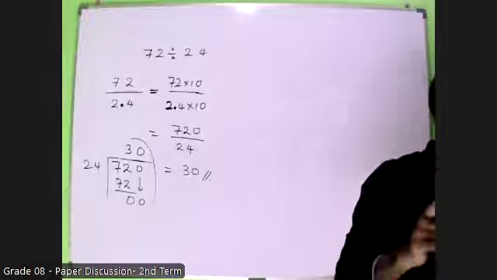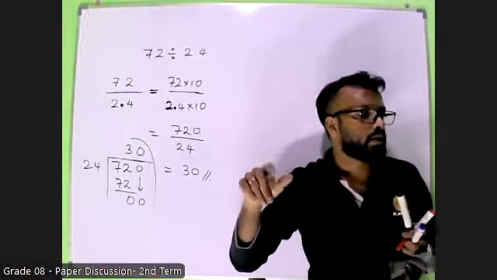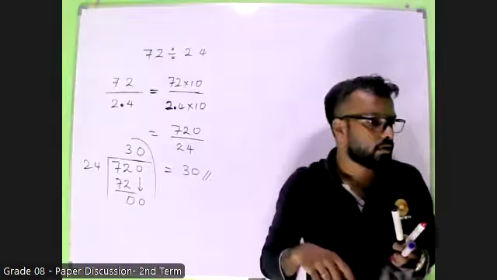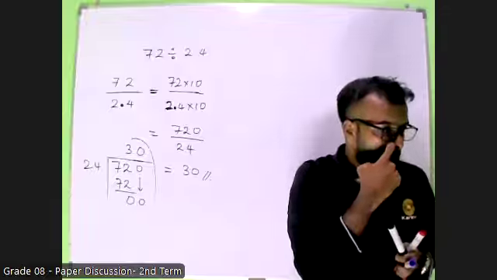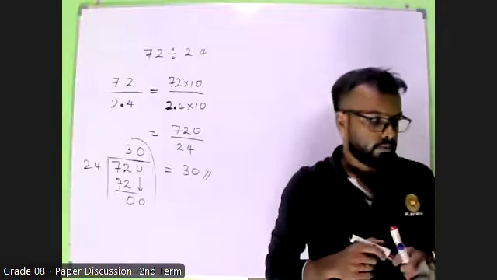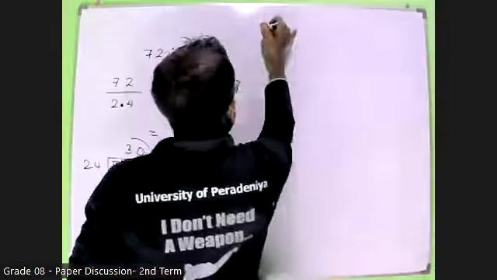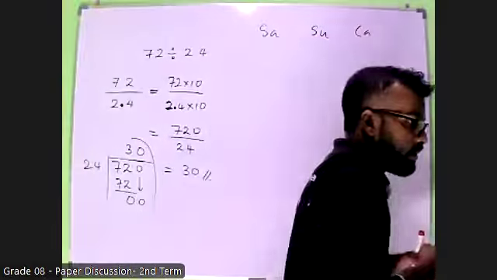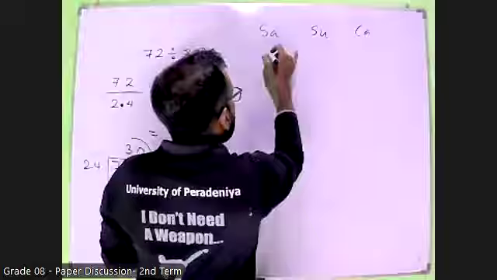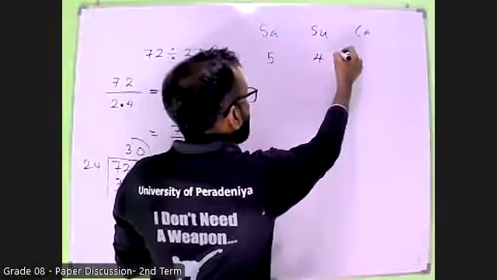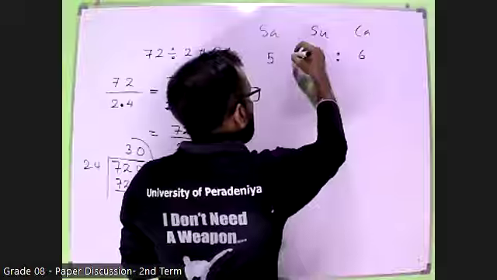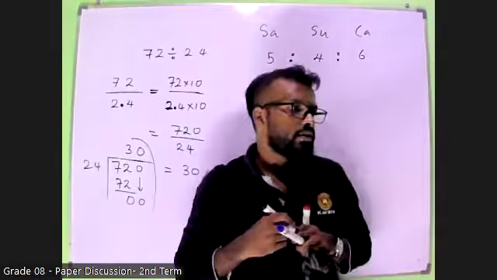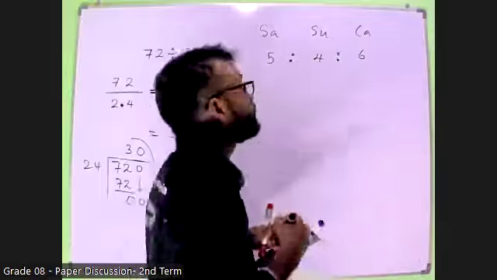12th one. The ratio among the heights of Saman, Suresh and Kasim. We did this one day in the ratio lesson, right? So I will take Saman, Suresh and Kasim, and the ratios are 5 to 4 to 6, respectively. If the height of Suresh is 96 centimeters, find the height of Kasim.